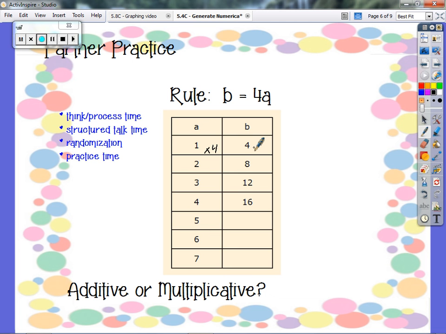If you're sitting at a desk that has a basketball sticker on it, please stand up. Oscar, what do we get for b when we have 5 as a? What are we going to get? 20? Does anyone have something different from Oscar's? No, we're all good? Okay, good. It's 20. Next one, we have 6 as a.